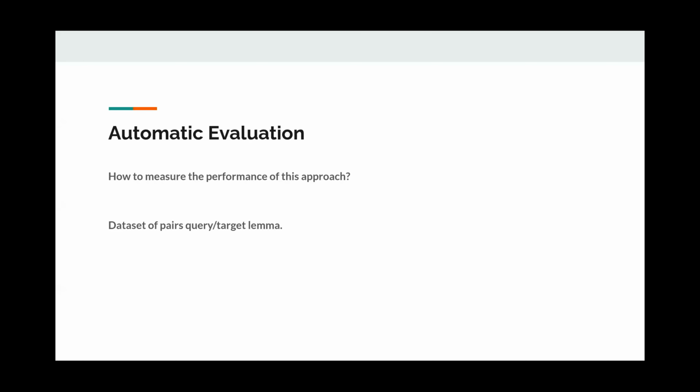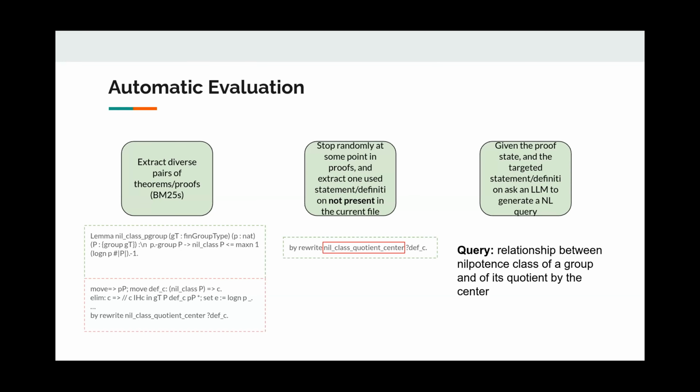Okay. So now that we have this tool, the natural question is how to measure the performance of this tool. What we need to do it is a dataset containing pairs of query and target lemma. And then we're able to check if the target lemma is in the top K given by this tool.